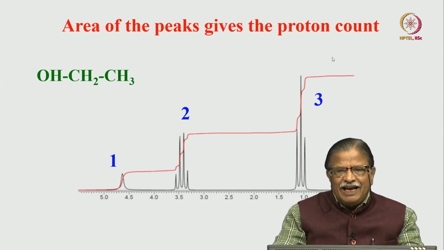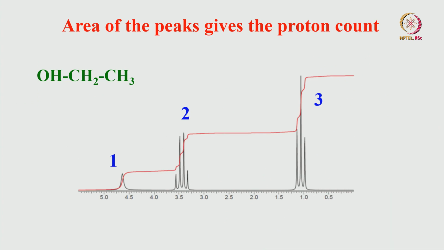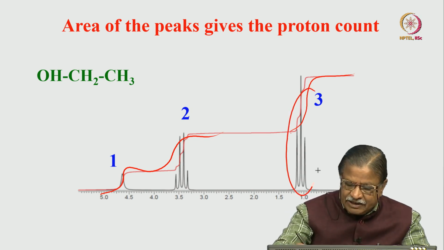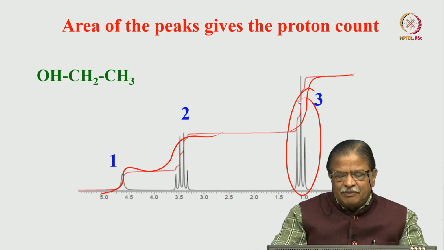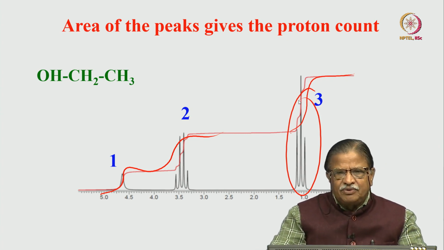If I take any NMR spectrum, normally when the spectrum is given, along with a certain peak there is a curve written at the top of it. This is called an integral curve. That means it gives you the area under this curve. This area of the peak gives you the proton count in that particular peak.